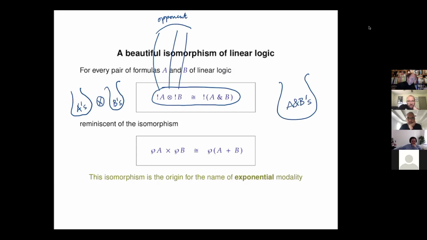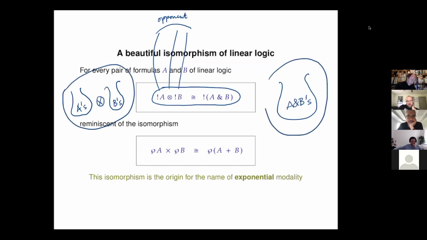The reason is that if the opponent wants to open a new copy of A, or a new copy of B, it's possible here, but it's also possible here, because the opponent will just pick a copy of A with B, and then also has the ability to choose between the copy A and B. So the opponent will pick one copy of A with B, and then pick whether he or she wants to play with A or B.